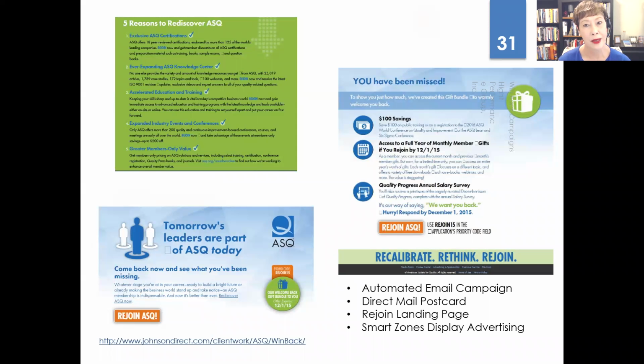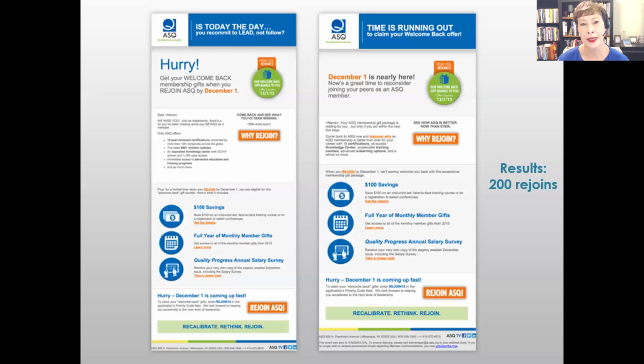And again, it's always at the bottom, right? They have some different messages. They talk about leaders and wanting to get those leaders back. And so they did this through an automated email campaign. They also did a direct mail postcard, and they did build a rejoin landing page. So these were just some snippets of things that they did.